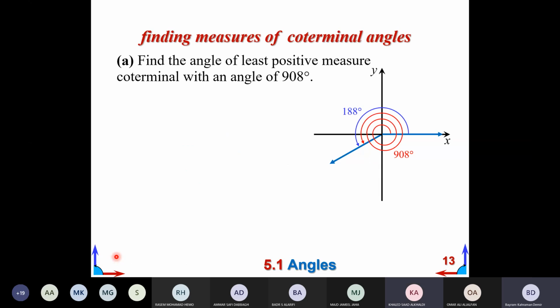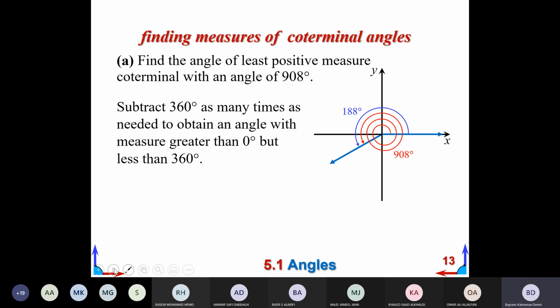For example, 908 degrees, and I'd like to find 188 degrees. How can we find it? Well, it is 908 degrees, and if you subtract 2 times 360, it will give you 188. So when I give you 908 degrees, your job is to subtract 2 times 360. This is the question, Shabab. This is what you need to remember, how to find the coterminal angle.